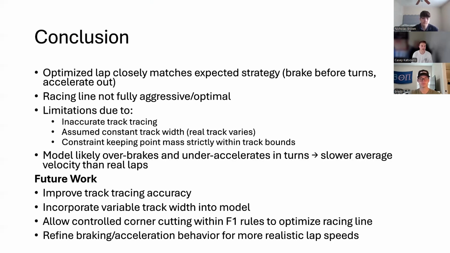In conclusion, the optimized lap that we have closely matches the expected strategy where it's braking preemptively before turns and accelerating out of them. The racing line we have, though, is not fully aggressive and optimal enough because of our single track width instead of the varying track width that F1 tracks actually have. We have limitations due to the trace of the track being inaccurate in some turns. We assume the constant track width, which it's not actually like that. And the constraint of keeping the point mass strictly within track bounds.